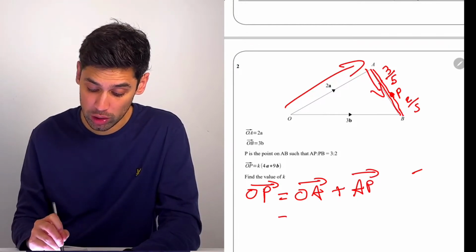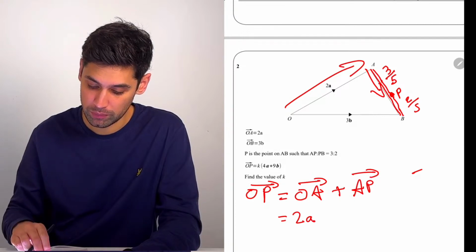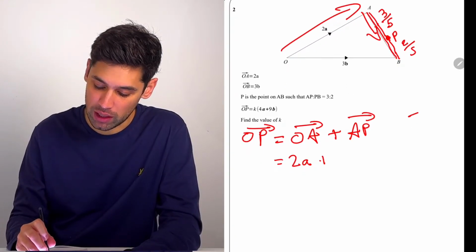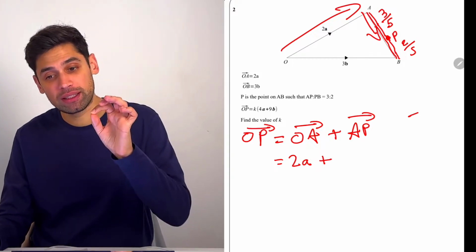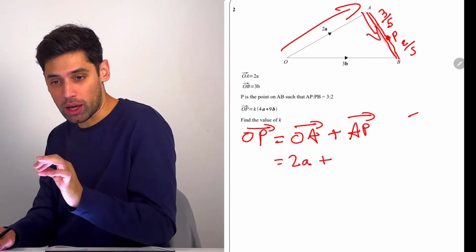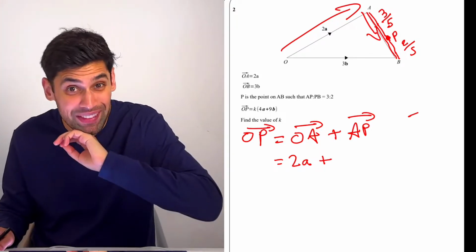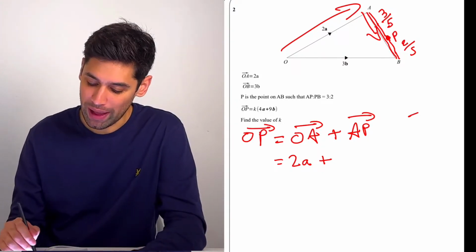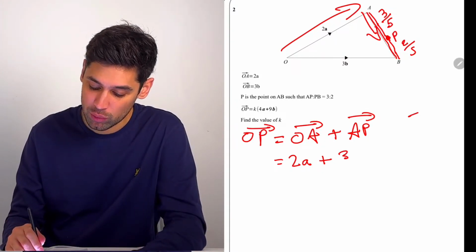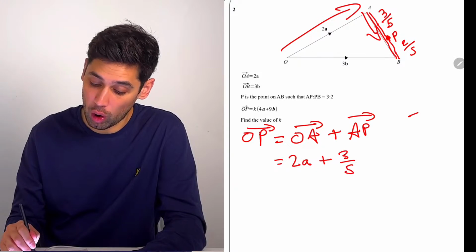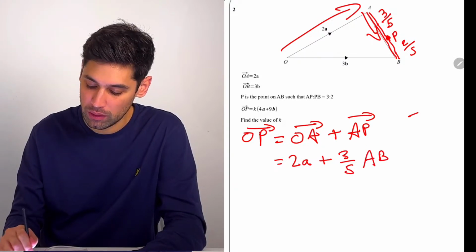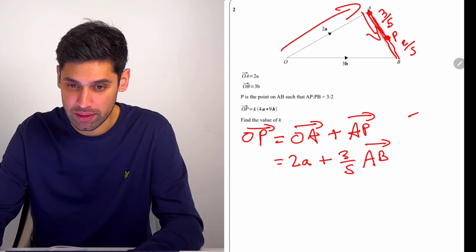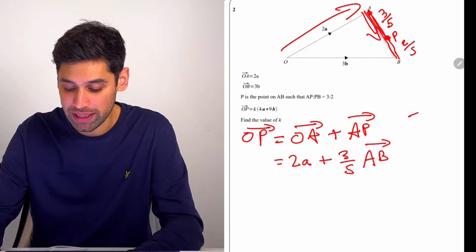Now OA we already know is 2A. And AP, as we have learnt, if we are finding the section part of the way down a line, we find the entire line and then say what fraction we want. So AP is going to be 3/5 of AB. And I'll recap that. So AP from this point to this point is 3/5 of the entire line.